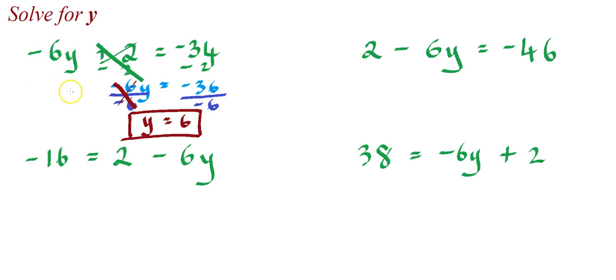Let's check. So if we think the value of y is 6, let's check. So negative 6 times 6, that is negative 36, and then I add 2, that will take me to negative 34, which is what it says here on this side. So y equals 6 is correct. So I've just checked it.